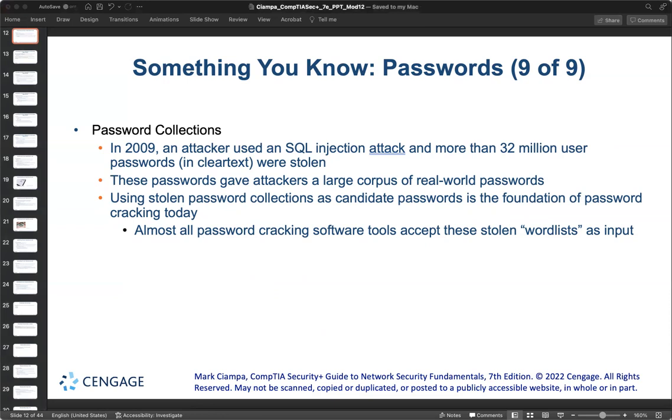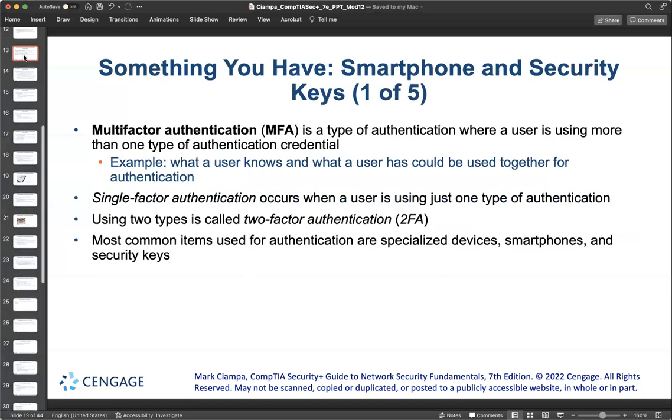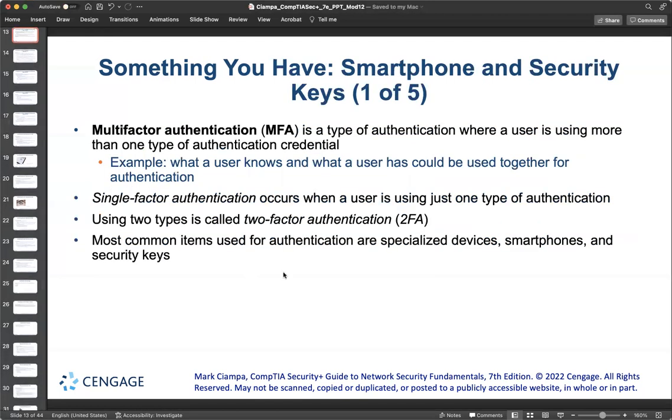So all of the password cracking methods use a type of candidate against the actual passwords to see if that matches. Almost all password cracking software tools accept these stolen word lists as input. Sometimes the bad actors generate their own specific list of candidates, their own specific dictionary or rainbow table, that they use based on the type of community or entity they're attacking. Especially if they already have some reconnaissance and information about the password policy of that entity, it makes their life even easier.